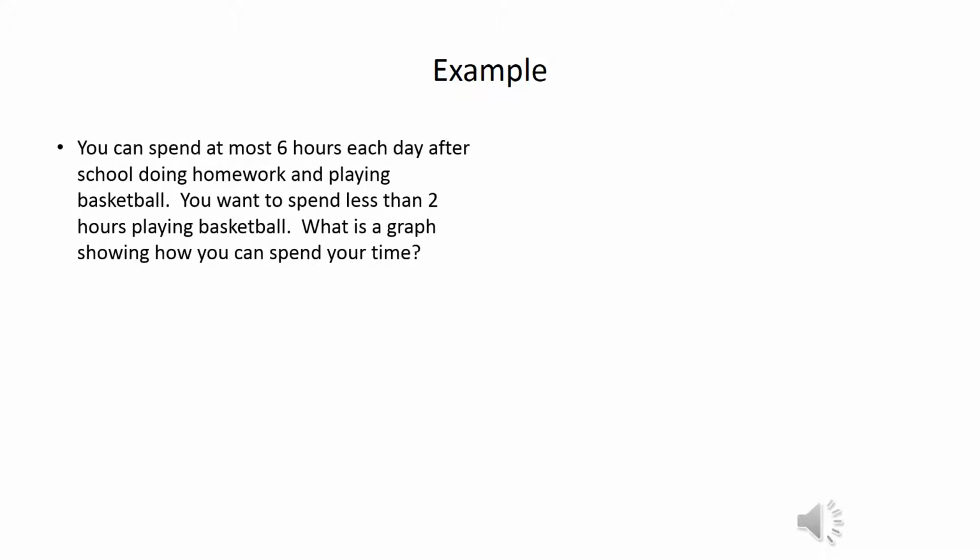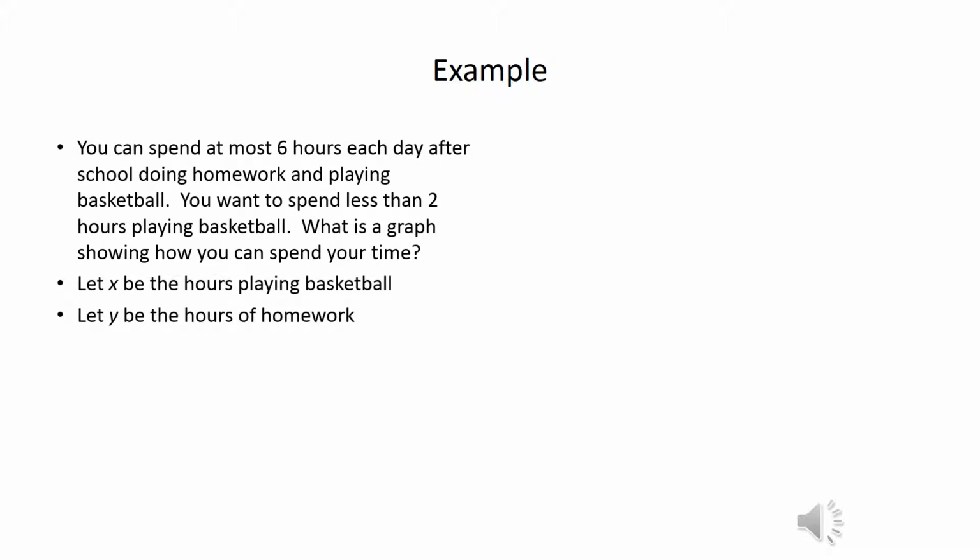So here's a word problem example. Pause the video at this point to give yourself a chance to do the word problem example. So I need to define my variables. X in this case can be the hours playing basketball, and Y can be the hours of homework. I then need to set up two inequalities because I see the phrase at most. X plus Y is less than or equal to 6. My other inequality is going to be X is less than 2 because I want to spend less than 2 hours playing basketball.